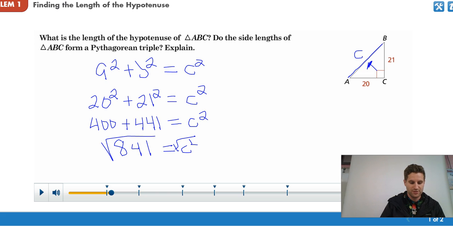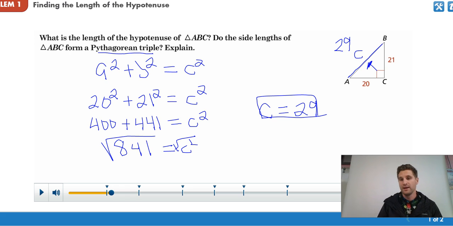Okay, so the first thing we want to do is take the square root of 841, we want to use our calculator. If it's a perfect square, we're solid. So c equals 29. So it is a perfect square. Okay, that means this is a Pythagorean triple. So do the lengths form a Pythagorean triple? So what is the length? The length is 29. And since we have three whole numbers, actual whole numbers, not decimals or anything like that, then this is a Pythagorean triple. So yes, Pythagorean triple on this guy.